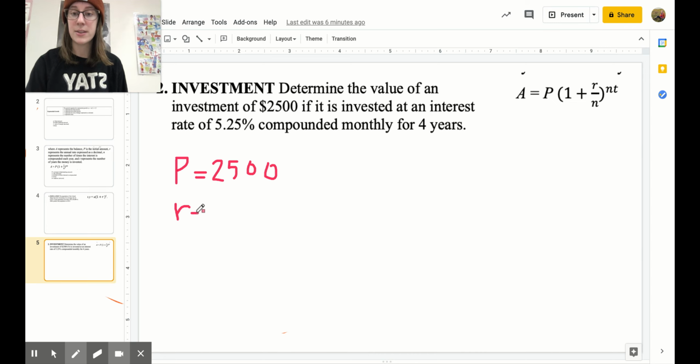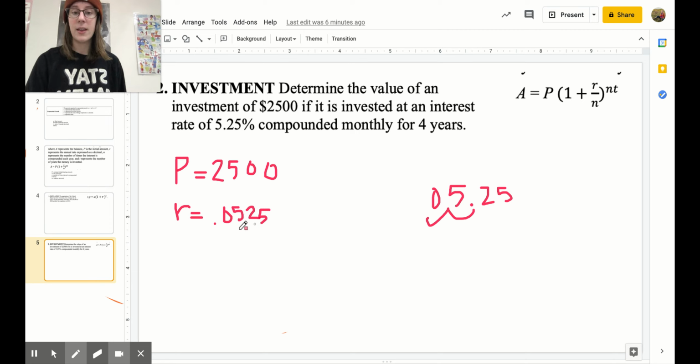R is our rate. So it was 5.25%. When we have percent, we have to move our decimal point 2 times. So we're going to go 1, 2. And that's going to be our rate, 0.0525. N is the number of times, and it's compounded monthly. If you think about that, there are 12 months in a year, so N is going to be 12, and time is after 4 years.